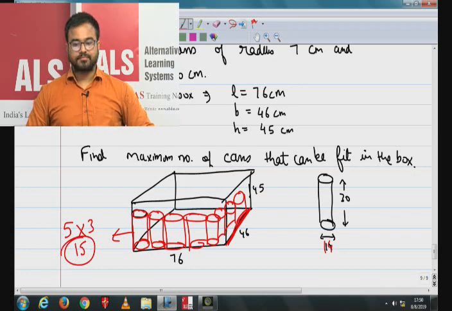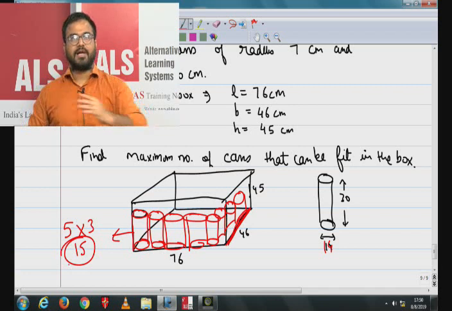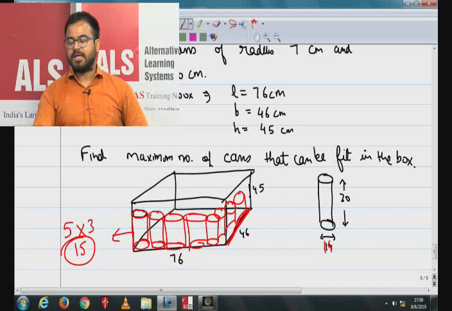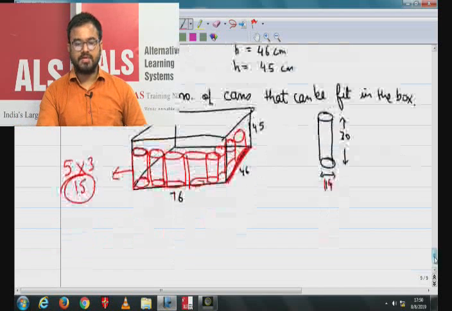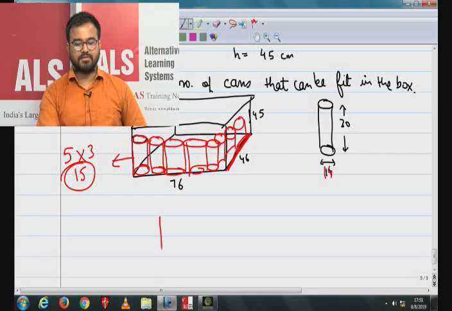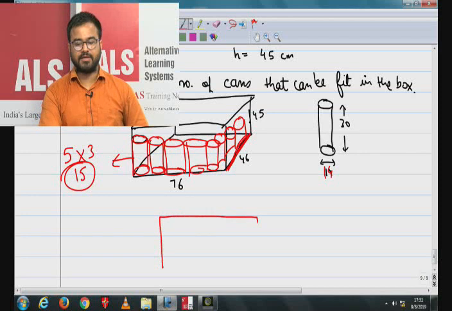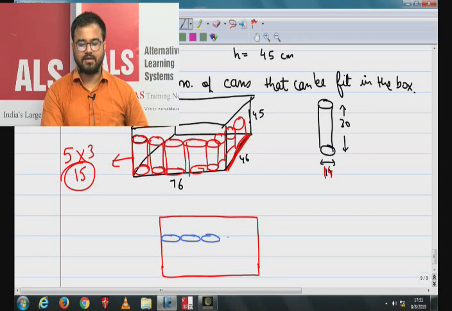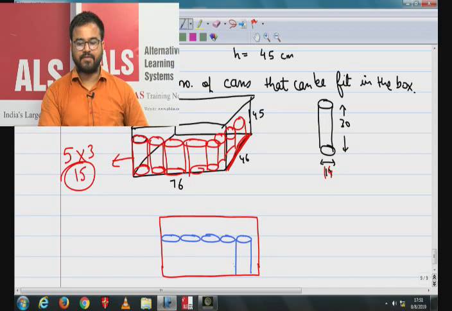Right? 5 in the front row and then 3 layers after that. So total 15. Now you can see that if you look at the front view of the box, it will look like this: 1 can, 2 can, 3 can, 4 can and 5 cans. These are the 5 cans from the front side.